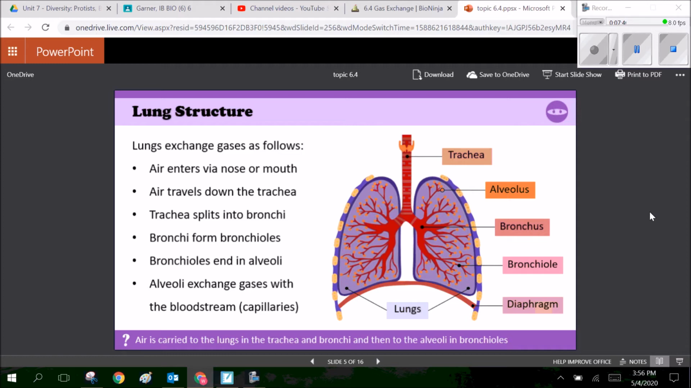Then we have the bronchus. When your trachea comes down, it's going to split into two because you have two lungs. I hope you do. And these are going to be called bronchi. These are basically the major thoroughfare tunnels where all the tubes connect. Your bronchioles are going to be the teeny little tubes that lead out to the alveoli.